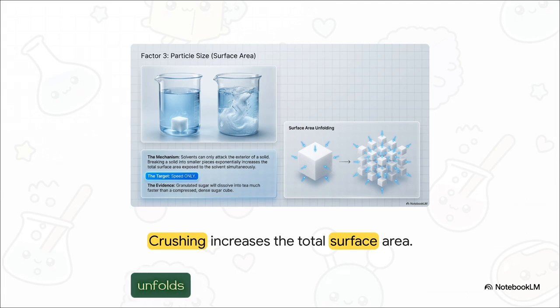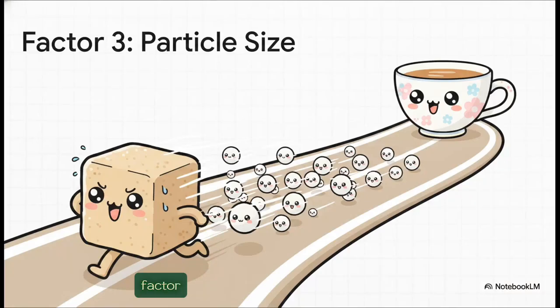Notice how the surface area unfolds here. A solid cube only has 6 sides exposed. But when you crush it into hundreds of tiny crystals, the solvent can surround and attack every single one of those crystals simultaneously. So factor 3 is particle size. Just like stirring, crushing the solute into a smaller particle size is purely a kinetic speed accelerator. It targets speed only. It absolutely does not change the absolute capacity of the liquid, but it drastically reduces the time it takes to get there. That's why granulated sugar is always going to beat a sugar cube in a race to dissolve.